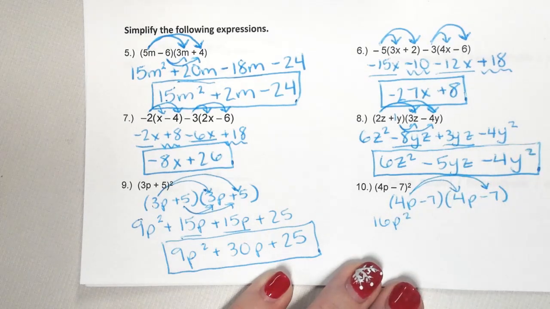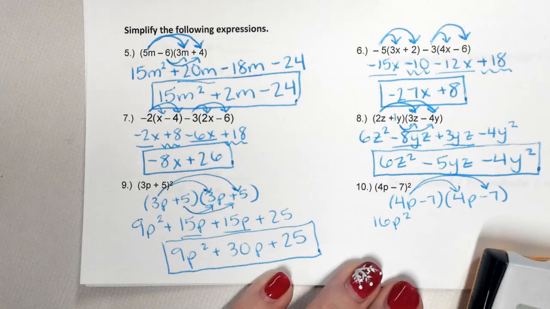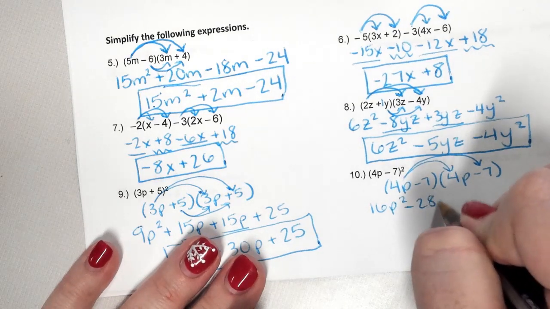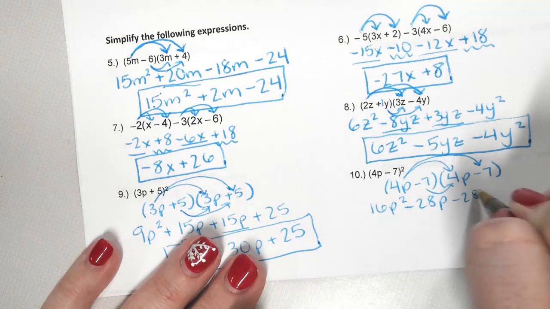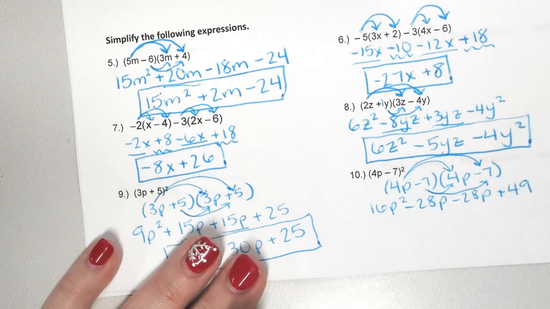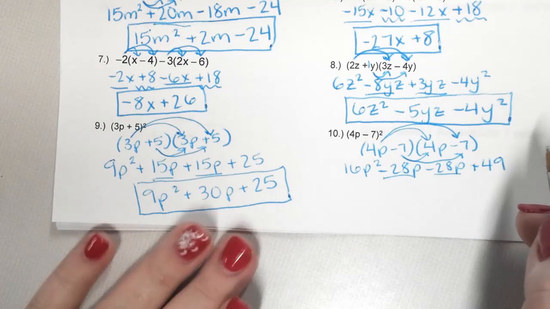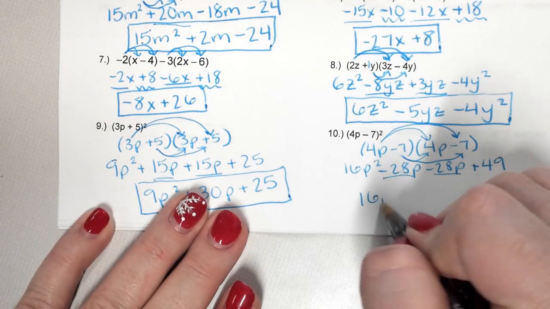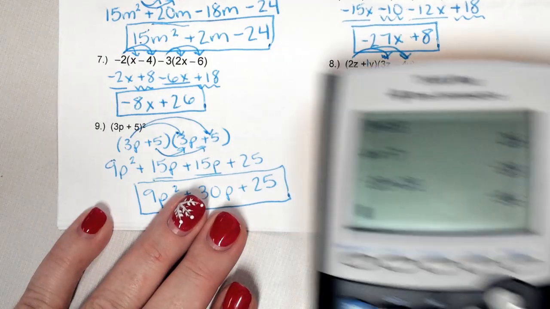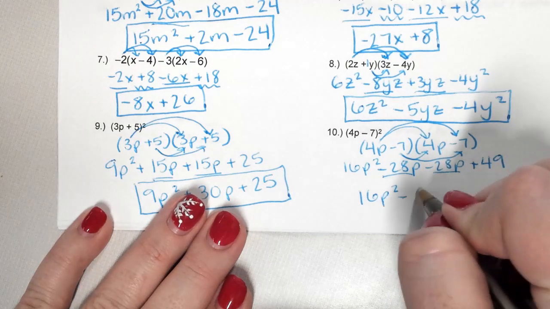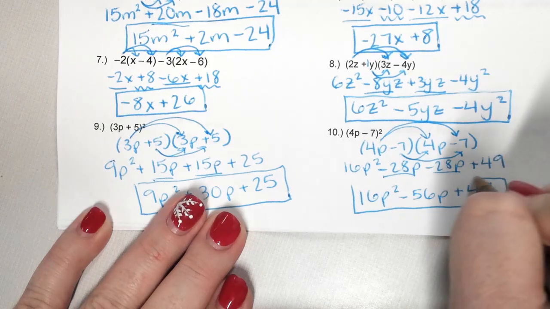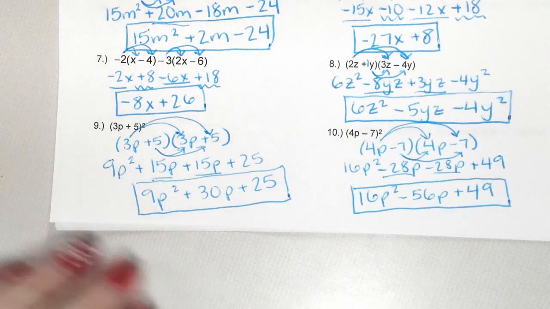4p times negative 7, 4 times negative 7, I can't think of, is negative 28, I knew that. Negative 28p, and negative 7 times negative 7 is positive 49, sorry. These are like terms. Now, when they match and they're both negative, they do not cancel. You would do negative 28 minus 28. That gives you negative 56. The only time they cancel is if you have a positive and a negative. So there's your answer.